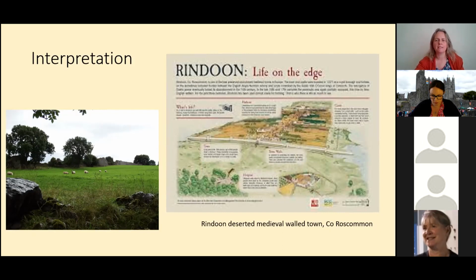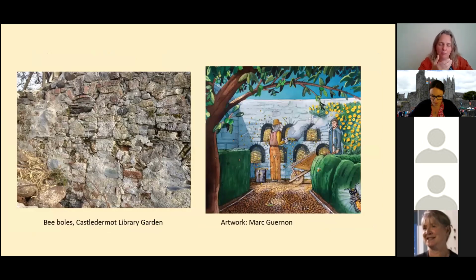And then another example that we're working on at the moment in Castledermot, the garden behind the library. At the moment, it's an empty garden. There's hopes to do a bit more with it. But the picture on the left, if you look carefully, you can see little arches in the stonework, and they're blocked up bee boles, which not everybody knows about.